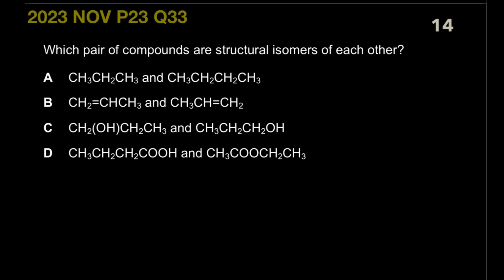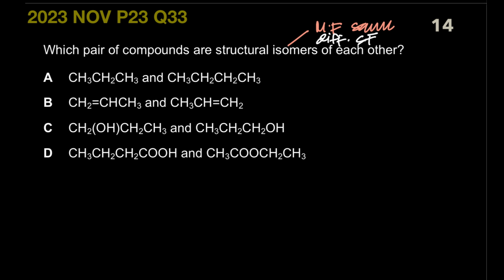It says which pair of compounds are structural isomers of each other. Now, in order for these pairs to be structural isomers, isomers are 2 or more compounds having the same molecular formula. So the molecular formula should be the same, but different structural formula, right? So their structures are different. Now, firstly, to save time, in order to check whether they're isomers, I'll first check if they have the same molecular formula.